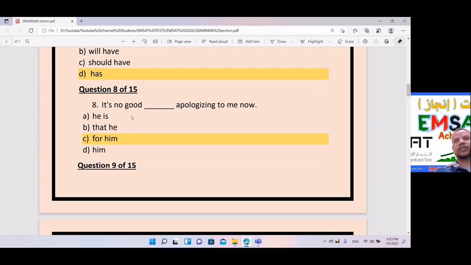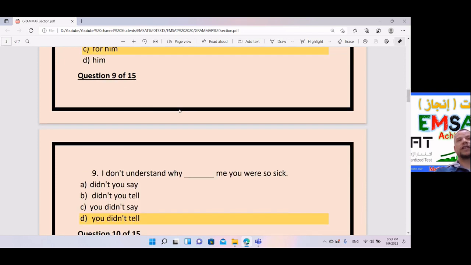Question 8: It's not good apologizing. "Apologizing" is a gerund, a present participle, sorry, with "-ing." It should be preceded by a preposition, and the only preposition here is "for." So it is not good for him. It's not good for you. It's not good for Ali. It's not good for the students, apologizing to me now. So: for him, to me now.